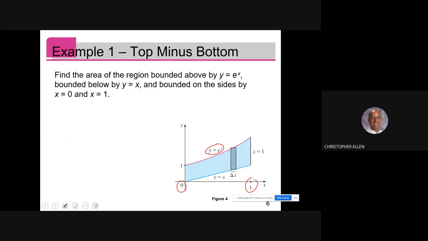So let's do it. So I'm going to say that area is equal to, well, where are we going to start from? 0. Where are we going to end? 1. What's the top curve? Well, it's e to the x. What's the bottom curve? It's just x. By the way, if this is the AP exam and that was free response, you just earned yourself probably 2 points. By the way, that wasn't very hard, now was it?